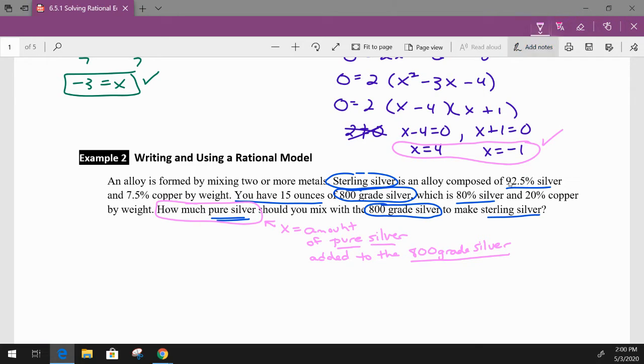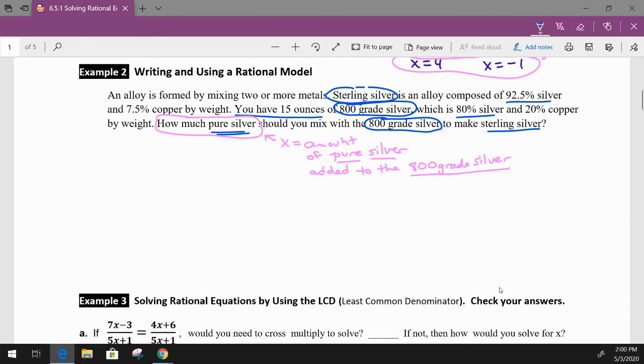So if we set up a proportion, we basically want to use our percent formula. It's probably been a while since you've seen this formula, but your percent out of 100 is equal to the part over the whole. Okay, so what percentage do we want?